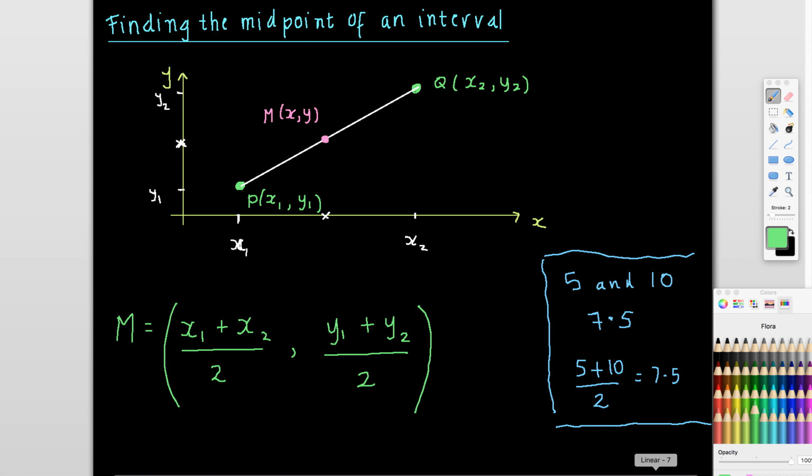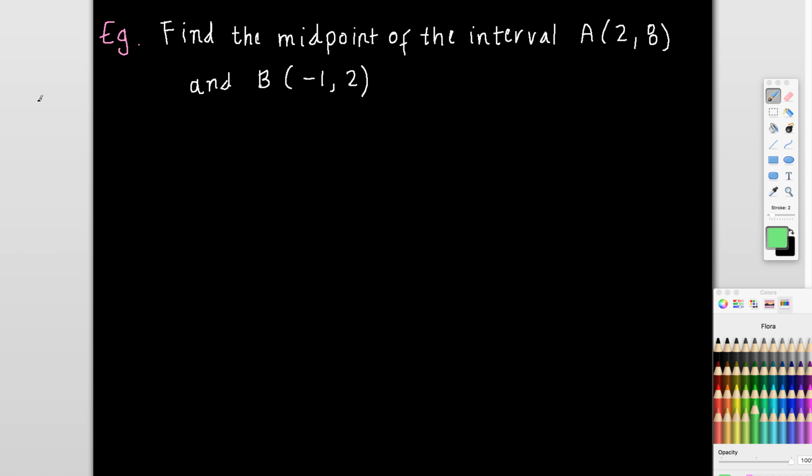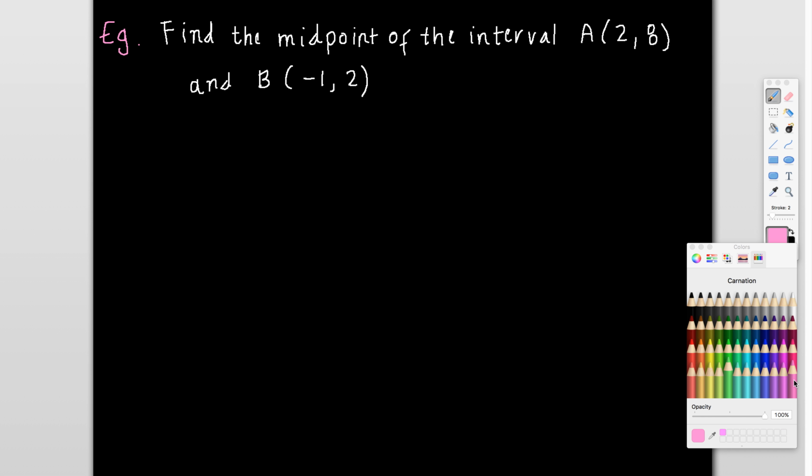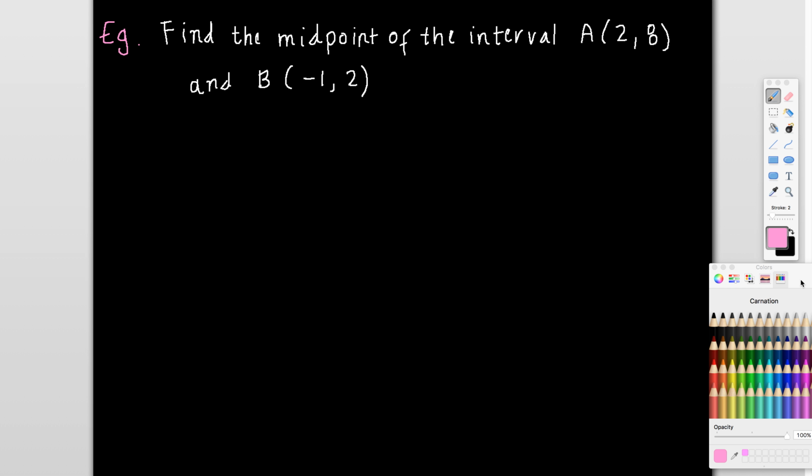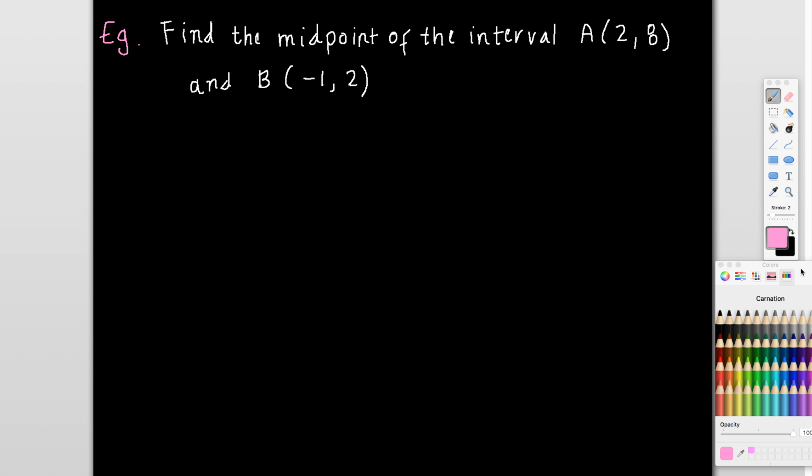I want the midpoint of this interval. So I've got one coordinate (2, 8) and the other one (-1, 2). Now you don't need to draw these to be able to use this particular formula or particular method. I drew it before just to illustrate to you what was going on. Now what I'm going to do is use it.